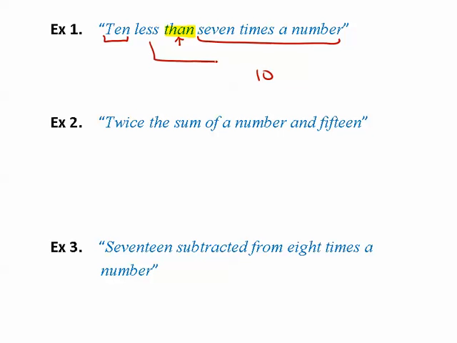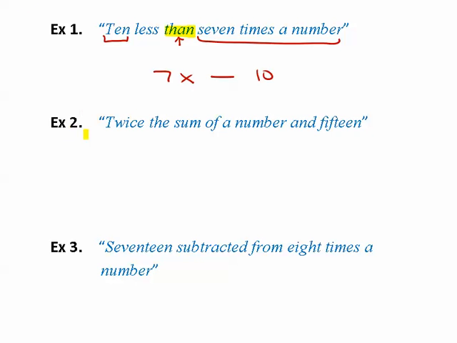Now it's a less than problem, so less than means to subtract, and it's less than what? 7 times a number. So how do you say 7 times a number? That's 7x. So the verbal expression 10 less than 7 times a number translates into the algebraic expression 7x minus 10.